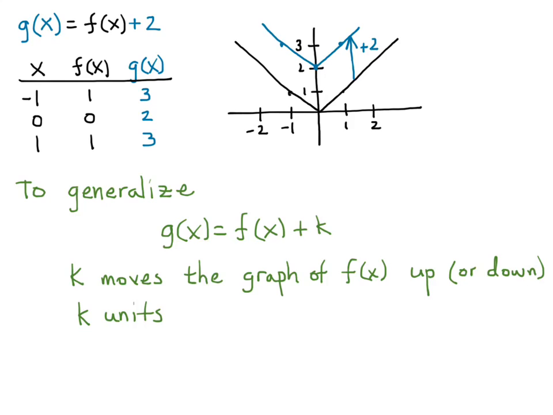Okay, so think about some other toolkit functions, like x squared. If you have x squared plus 2, it moves the whole parabola up. X squared minus 2, it moves the whole parabola down. Same thing with the square root of x. It moves the whole thing up if it's the square root of x plus 2, and down for square root of x minus 2.